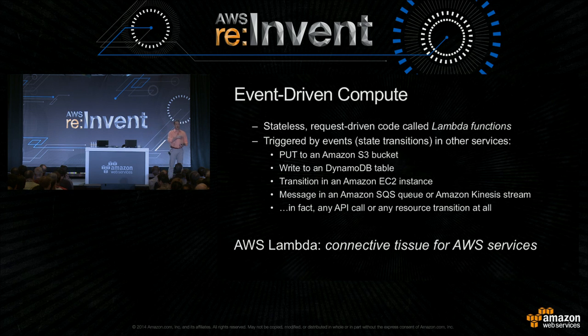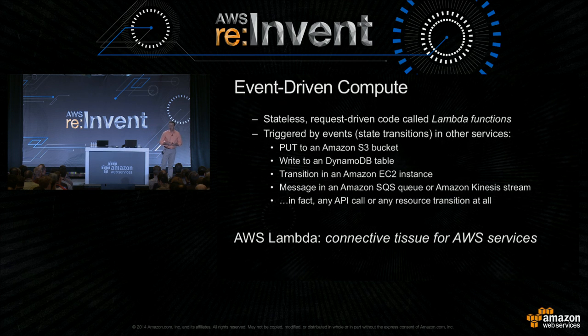So now you can take something like a put to an S3 bucket, a write to a Dynamo table, maybe a lifecycle transition in EC2, messages that get entered into a queue, or data that's passing through, like clickstream data passing through a Kinesis stream. And you can turn all of those things, in fact, any API or resource transition eventually, into a code execution. With this, AWS Lambda becomes the connective tissue for all of AWS, the thing that lets you turn these API calls or resource changes into code responses.